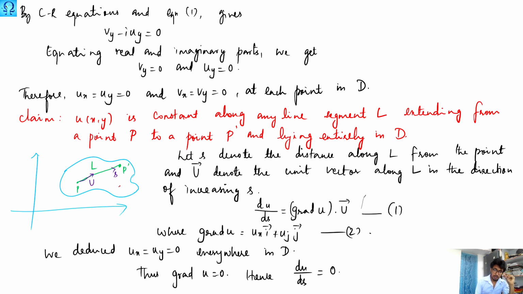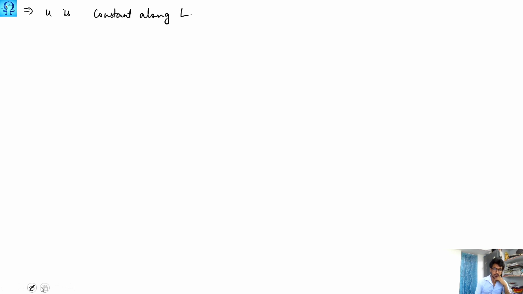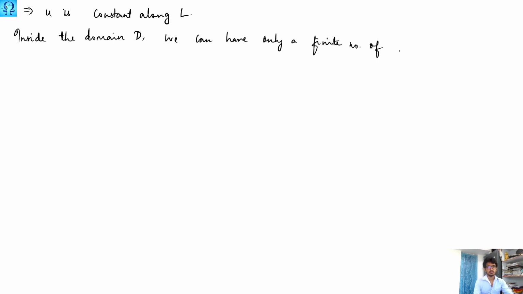Now if you take another point Q and join these two points, you can prove the same thing is true in the line segment P prime Q. Like this you can prove it for any line segment. So with which what we conclude is that inside the domain D we can have only a finite number of line segments. Therefore, the function u of xy is some constant on D.